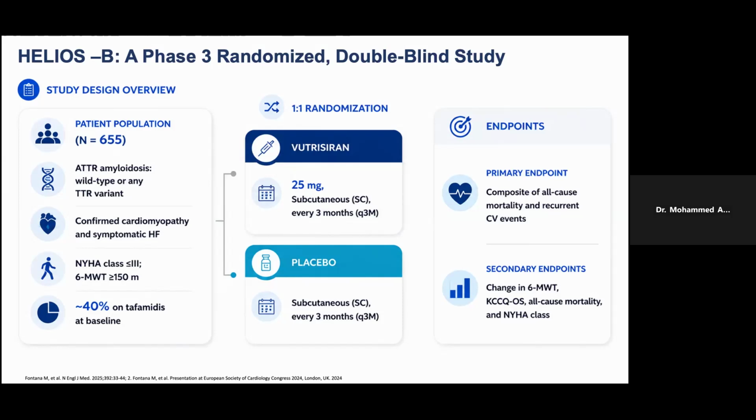The primary endpoint was the composite of all cause of mortality and recurrent cardiovascular event, while importantly the secondary endpoint include functional capacity measured by 6-minute walk distance, quality of life using the Kansas City questionnaire score or NYHA class function, and all cause of mortality.